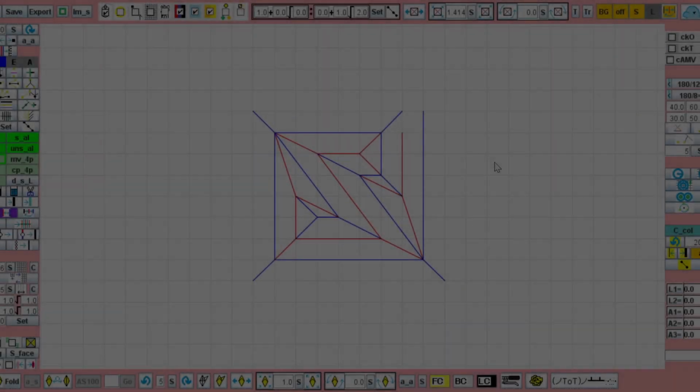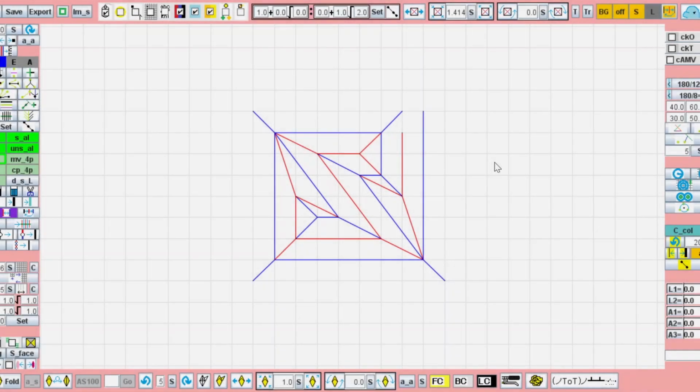Everyone, welcome back to another design class. Today we're going to be continuing our investigation into how exactly Pythagorean stretches work.